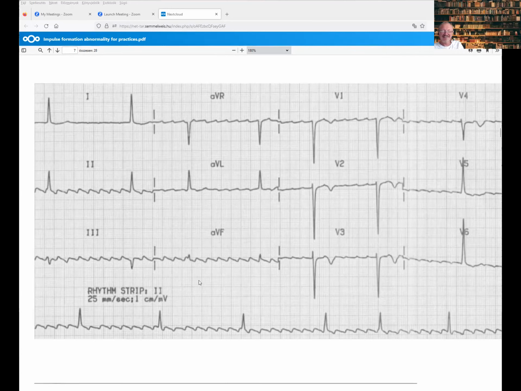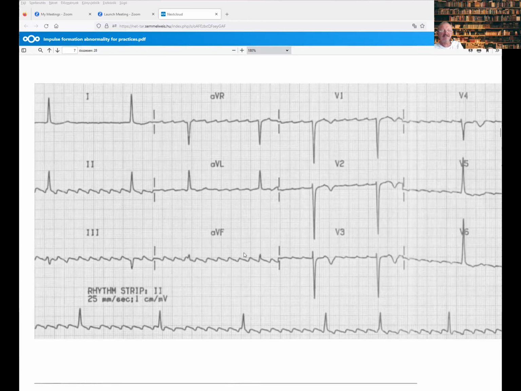Great. Okay. And one axis. Last axis, yes. If you see lead one, it's positive. And if you go to aVF on the third row, yes, it's slightly equiphasic, I would say. Close. Positive. That's a positive.